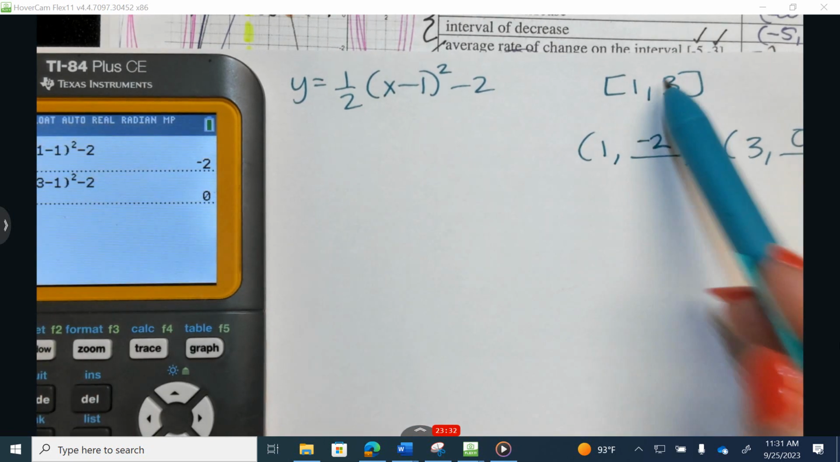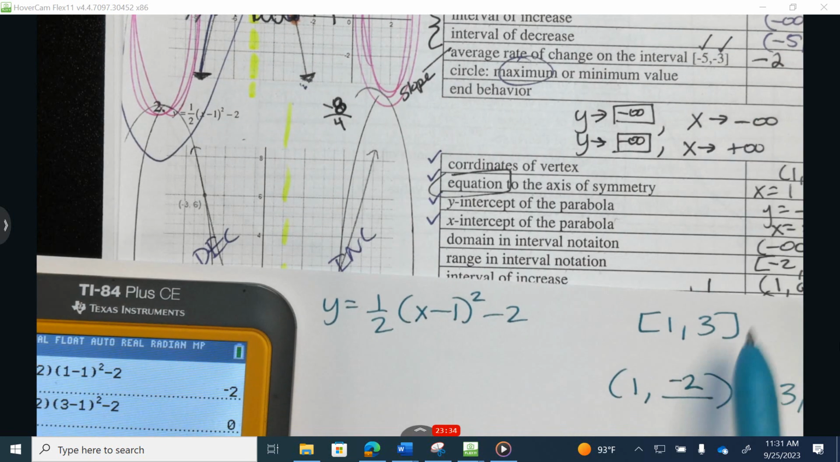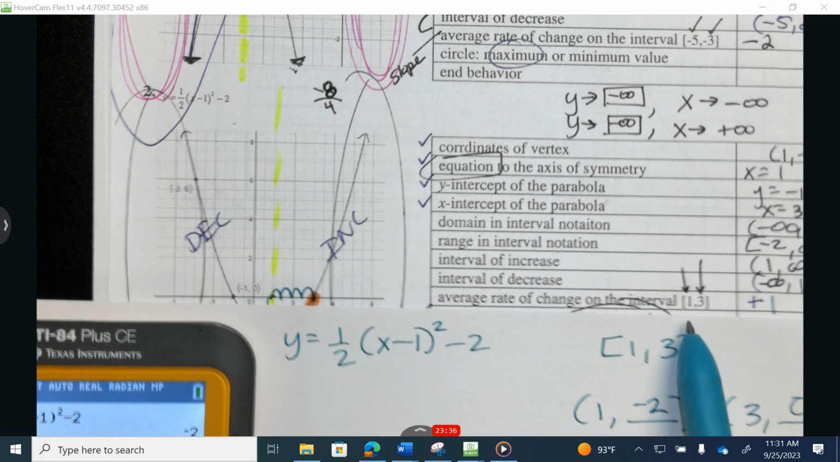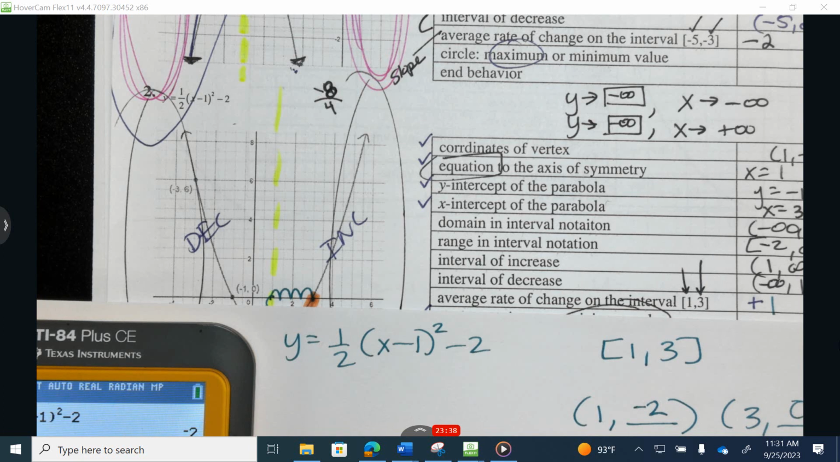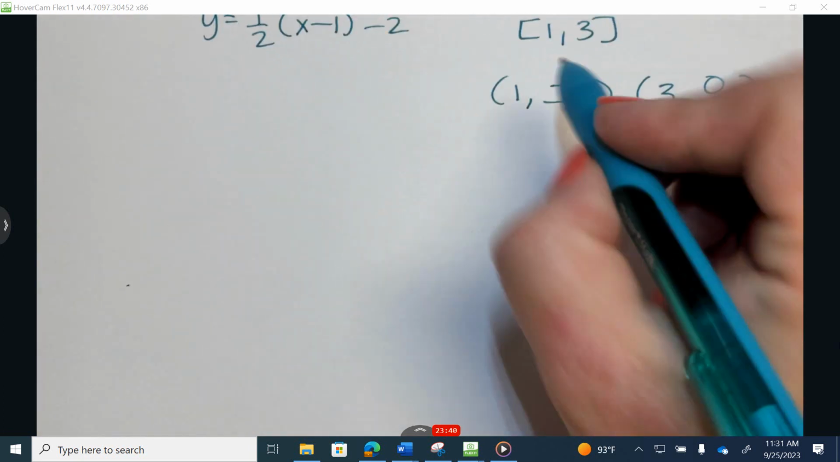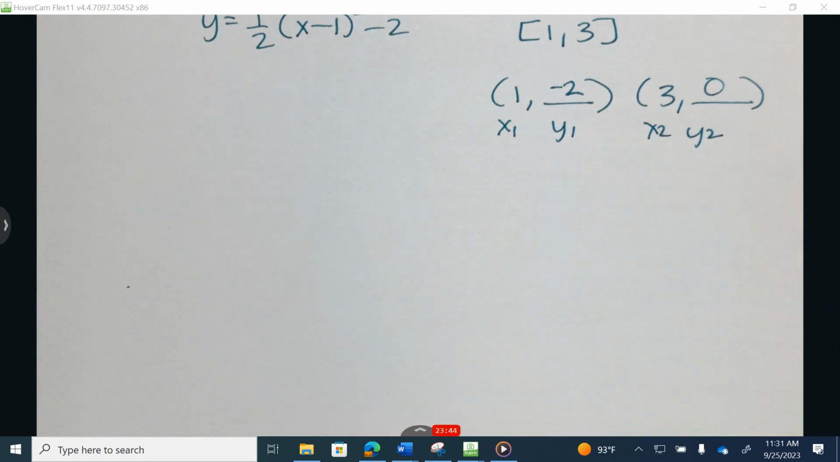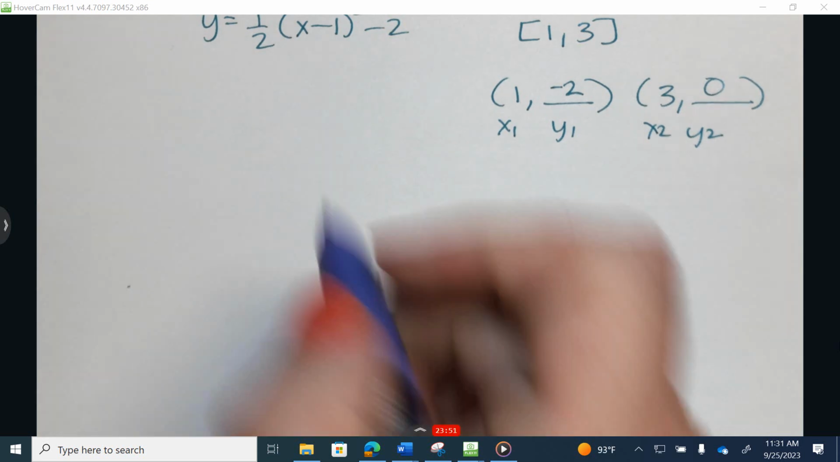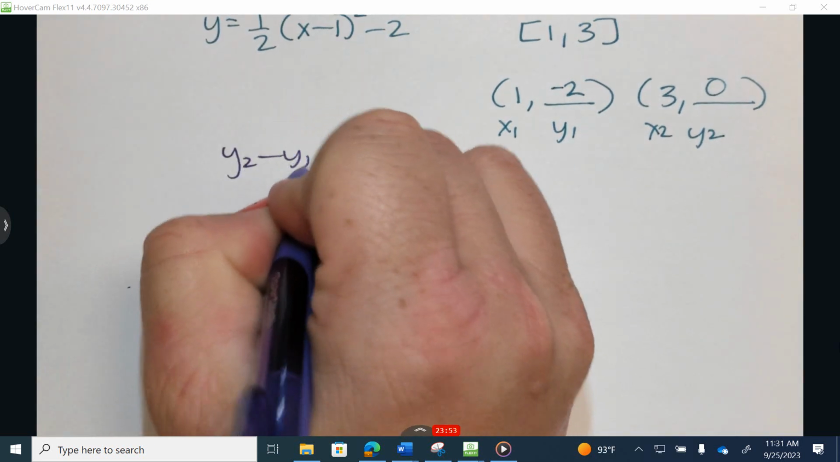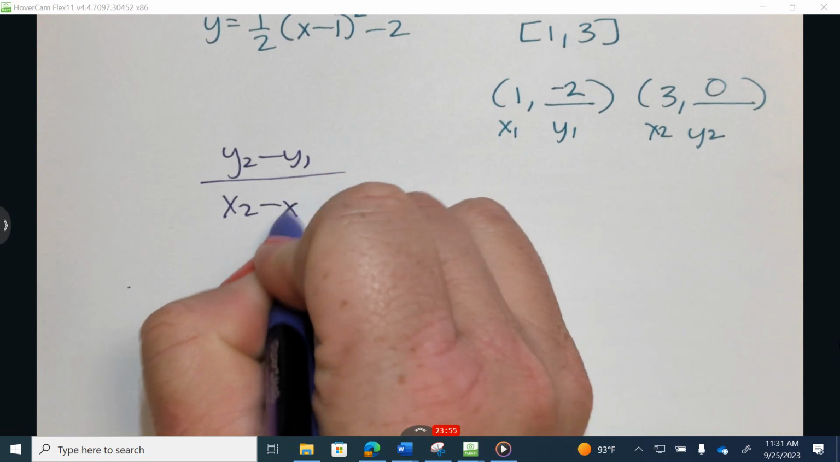Why did I choose 1 and 3? Because that's what the problem said. This problem said, tell me what's happening between 1 and 3. Now, I'm going to use these two ordered pairs, x1, y1, x2, y2, in order to come up with the slope. The slope describes what's happening. So let's write down y2 minus y1 over x2 minus x1.